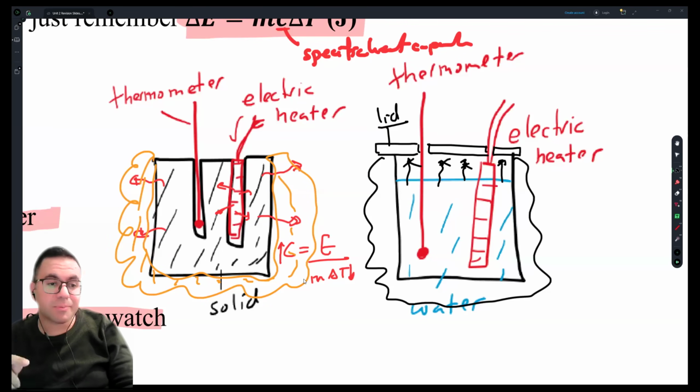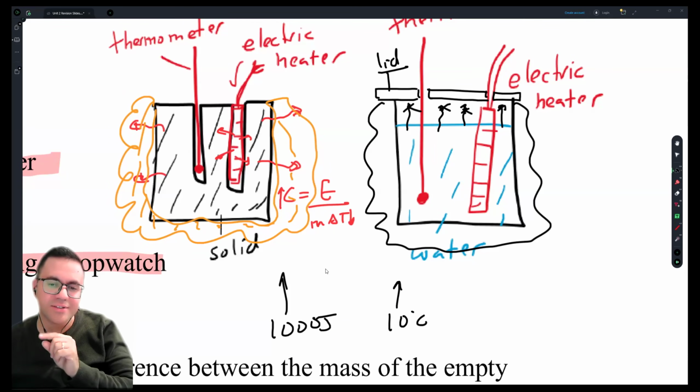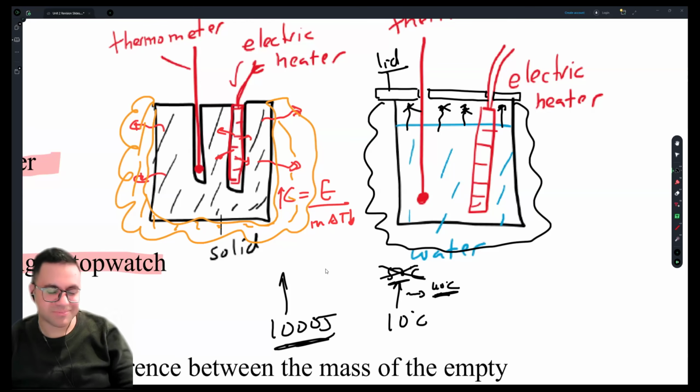Why should the final temperature be higher? Imagine this. You give the substance 1,000 joules of energy. This 1,000 joules of energy should have heated it from 10 degrees to, let's say, 50 degrees. But because you haven't insulated your setup, you lose some energy. Not all the 1,000 goes to the metal or the water. You lose a little bit. So instead of it reaching 50, it reaches 40 degrees. Is this accurate? You gave it 1,000. It should have reached 50 with that 1,000. Nope, it only reached what?